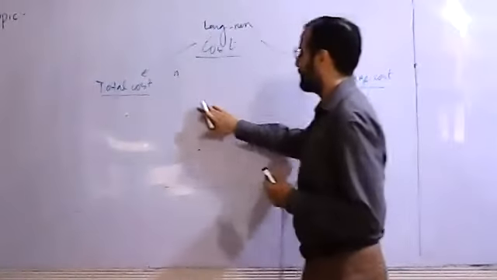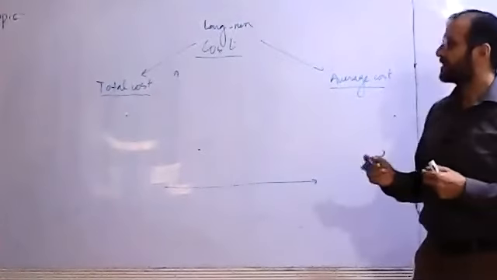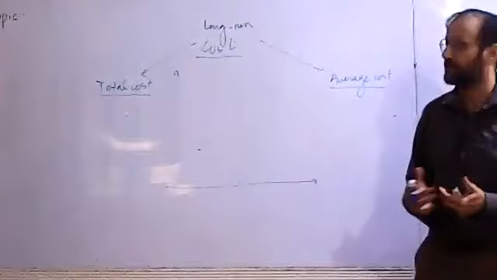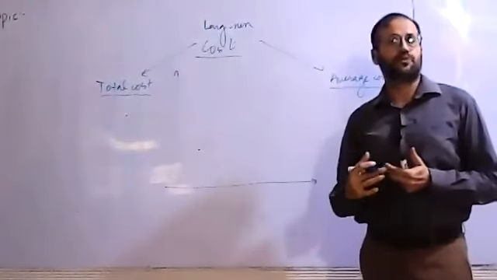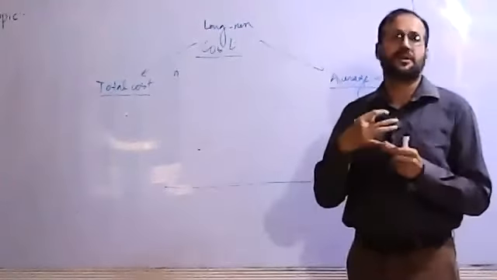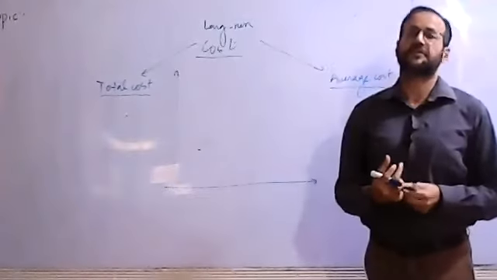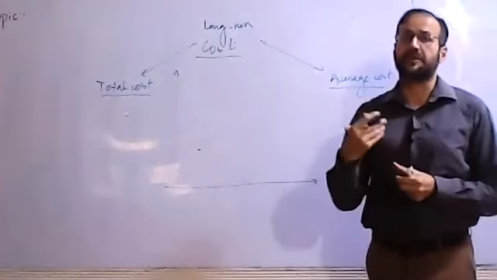Total cost represents the cost which is changing as more output is produced in the long run. In the long run, if you want to produce more, you're increasing all your factors of production. And when all of your factors of production are increasing, that means all your costs are increasing.